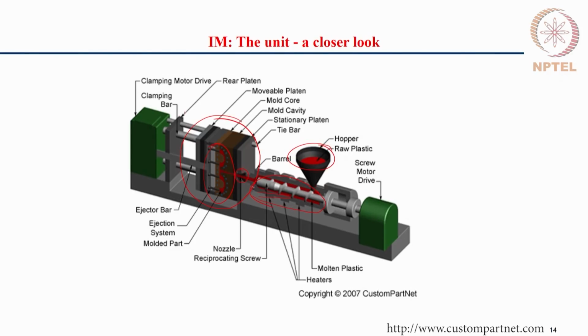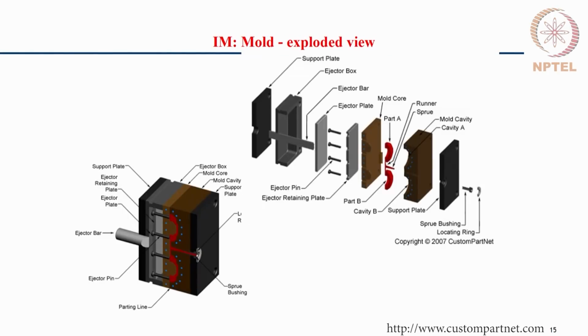So, this side of the machine shows the clamping system which applies the clamping force that is required to keep the two halves of the mold, this half and the other half, in the closed condition when the material is injected into the mold cavity.